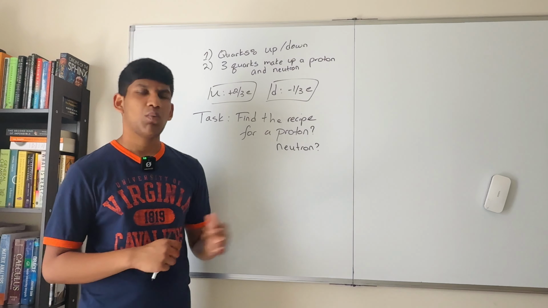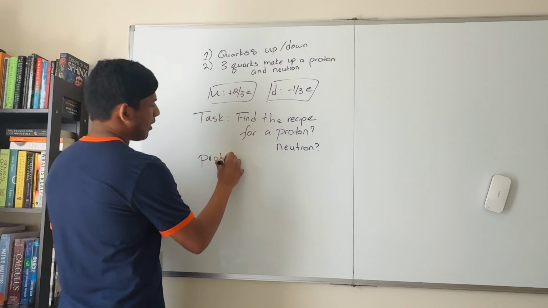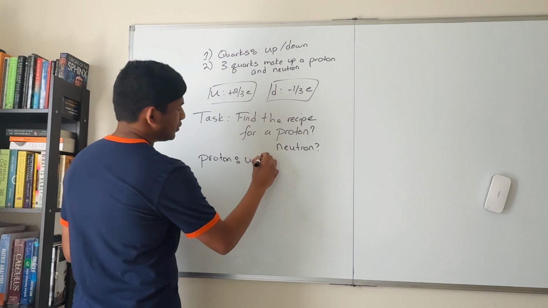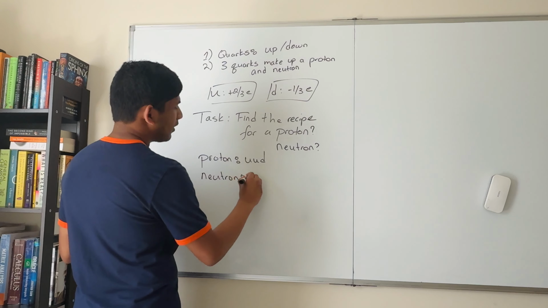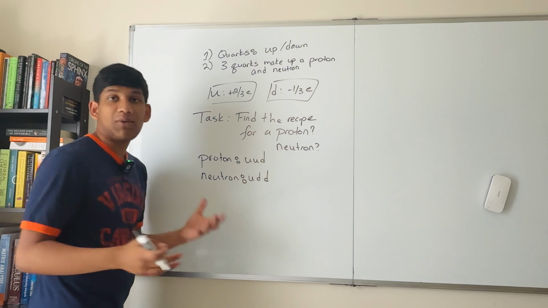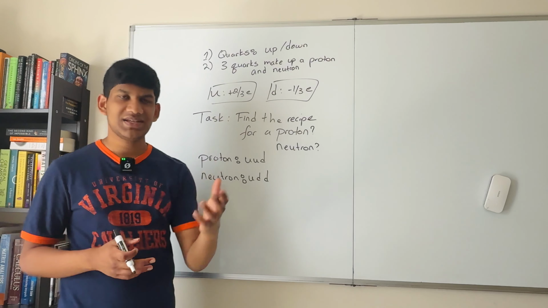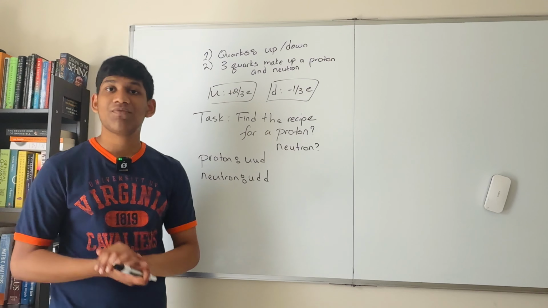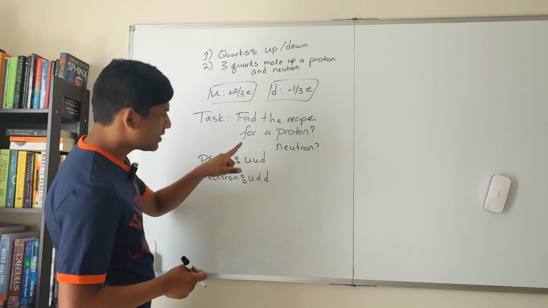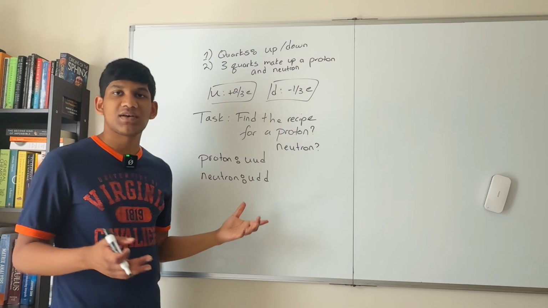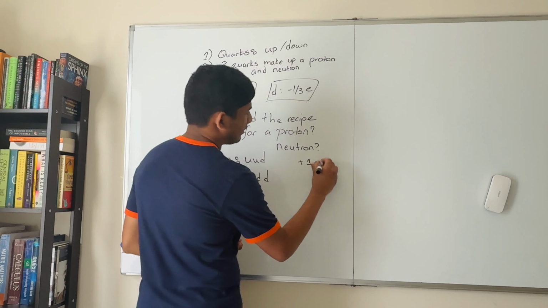So given these three pieces of information, can we find the recipe for a proton and a neutron? Well, the answer is yes. The proton has a composition of U, U, D, and the neutron has a composition of U, D, D. And we can verify this ourselves. The up quark has a charge of positive 2/3 e, and the down quark has a charge of negative 1/3 e. So we have positive 2/3 plus positive 2/3 plus negative 1/3, which is just 1. So the charge of the proton is positive 1 e.